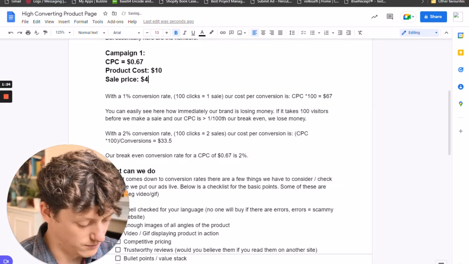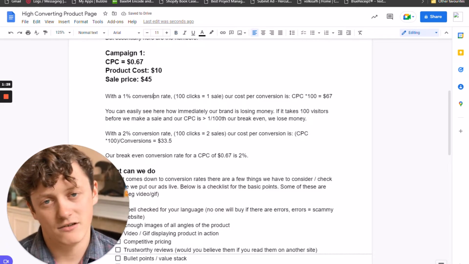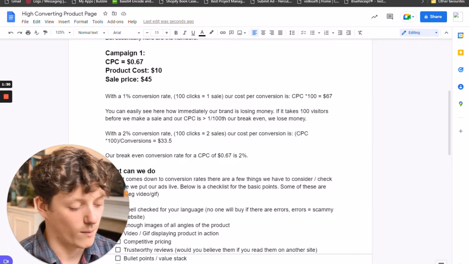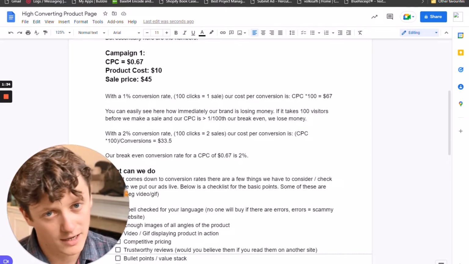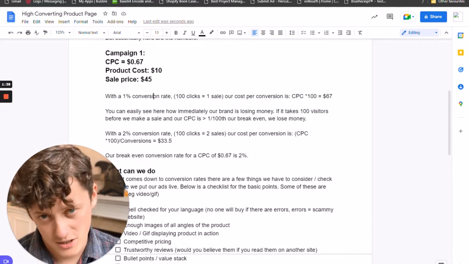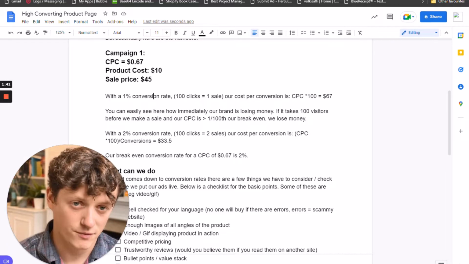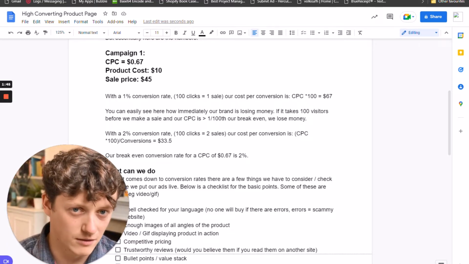Let's just make it 45 to make it easy. Now, with a 1% conversion rate, that is the industry standard. If we get a 1% conversion rate for 100 clicks, we get one sale for 67 cents cost per click. Times that by 100, we get $67 cost per purchase, which is obviously very unprofitable. We're losing about $35 on every single order for a 1% conversion rate.